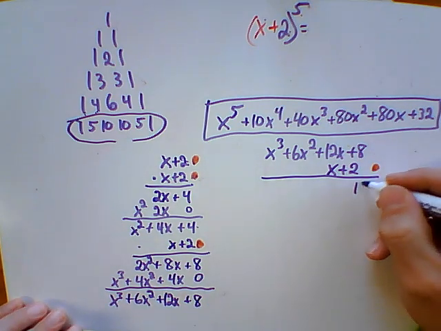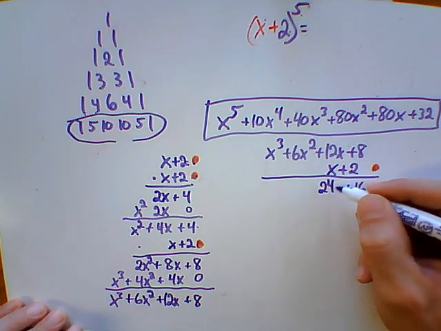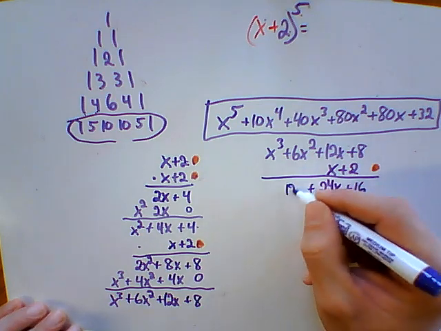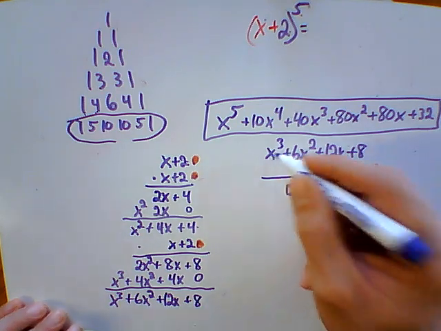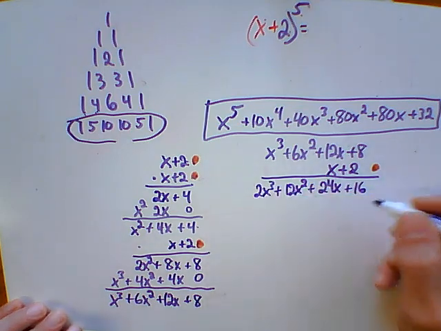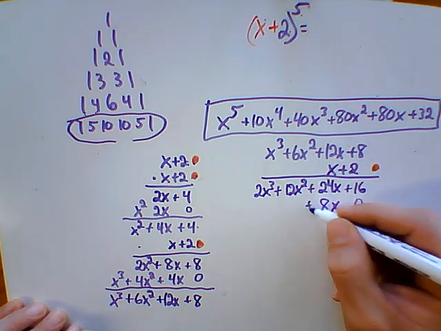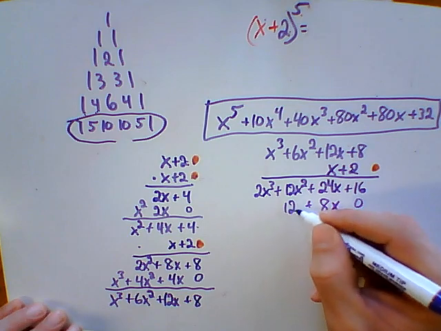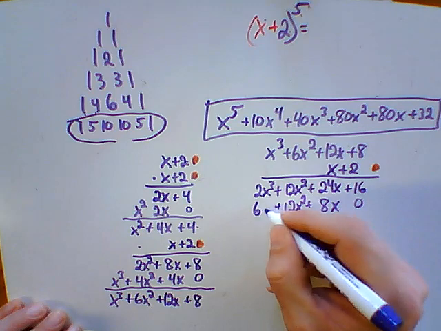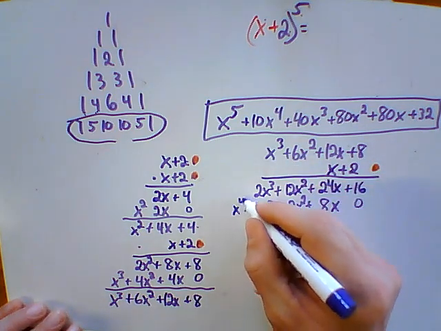2 times 8 is 16. 2 times 12x is 24x. 2 times 6x squared is 12x squared. 2 times x cubed is 2x cubed. Put my 0. X times 8 is 8x. X times 12x is 12x squared. X times 6x squared is 6x cubed. And x times x cubed is x to the 4th.